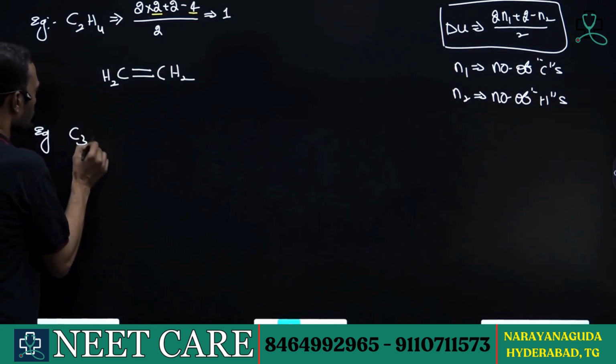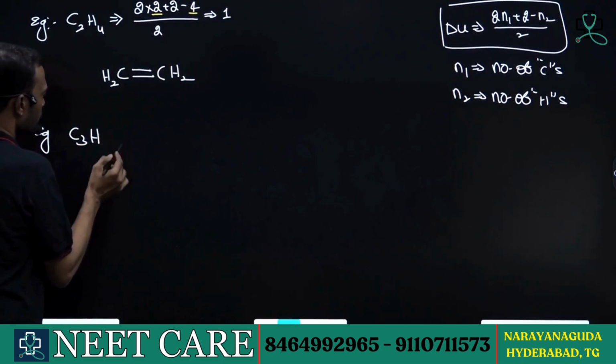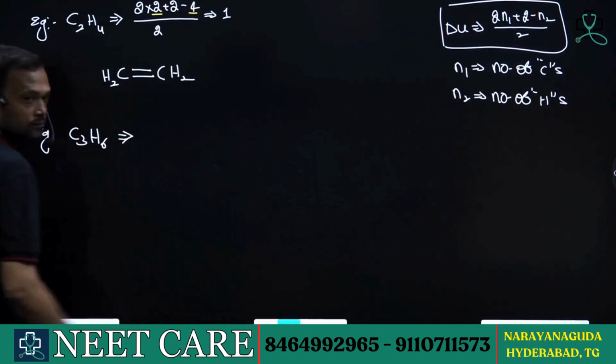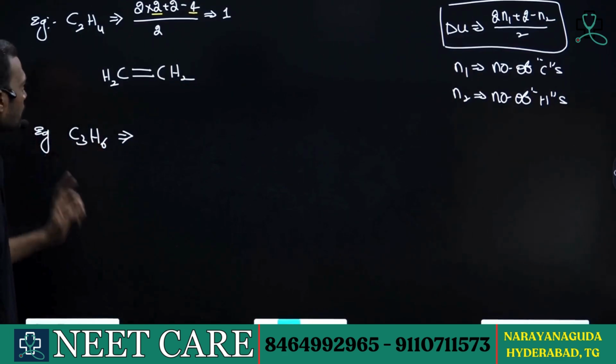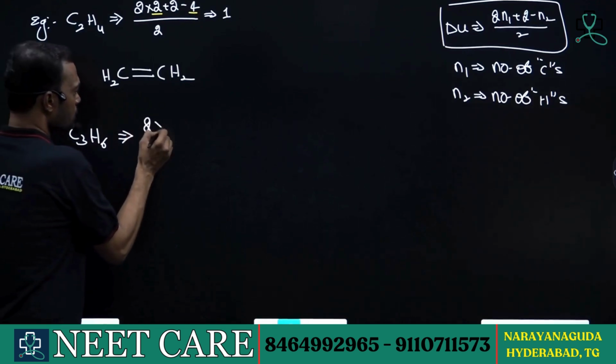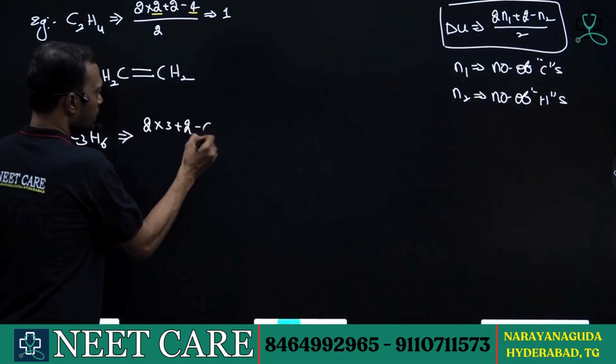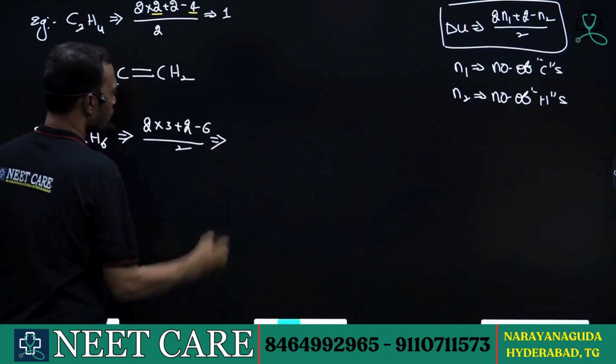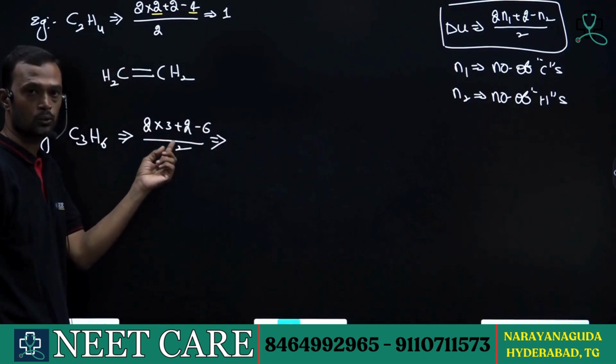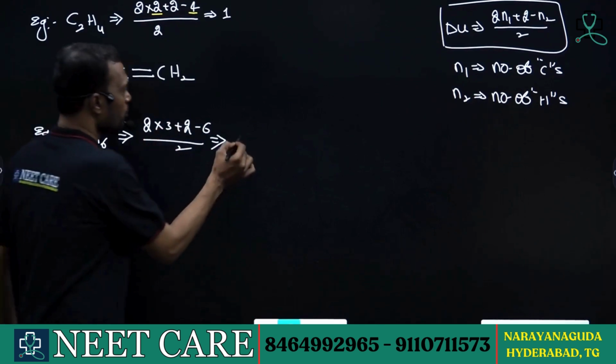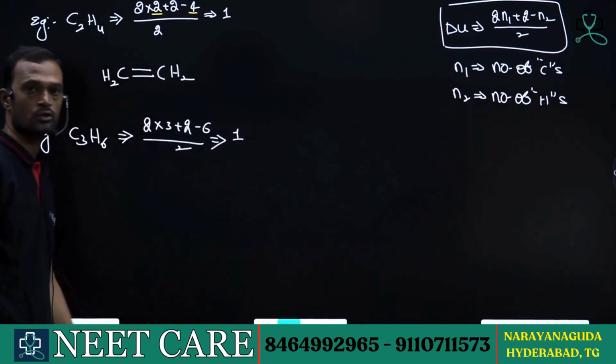Next, go through one more. C3H6 I am writing. C3H6 has 3 carbons, so (2 × 3 + 2 − 6)/2. What is the degree of unsaturation? 8 minus 6 by 2 gives 2 by 2, which is 1. Here also the degree of unsaturation is 1.